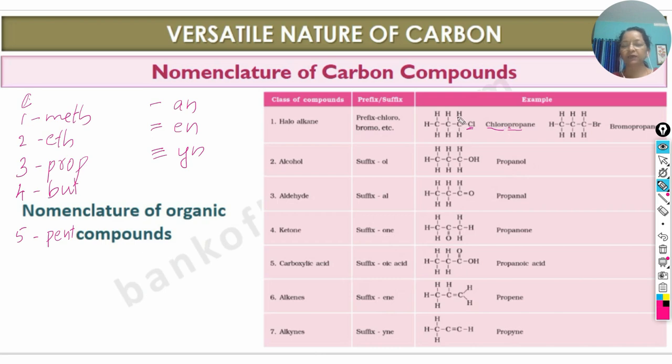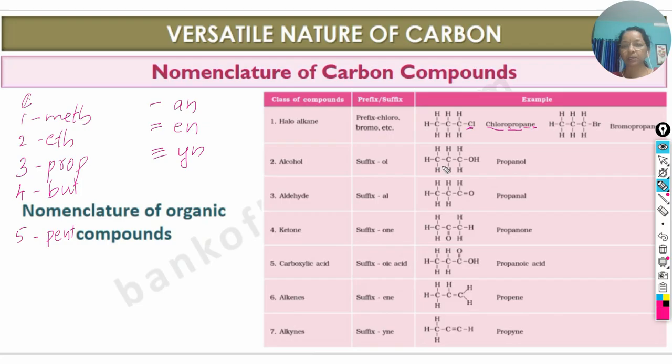Then we check whether there is a double bond, triple bond or single bond. Here between carbon and carbon there is only single bond. If that is the case, we add the letters an to the name. Then everything is over. We end the compound name with an e. So the name is chloropropane.